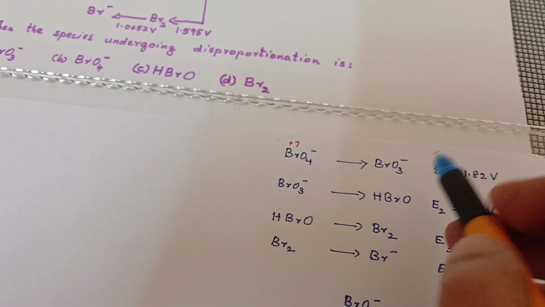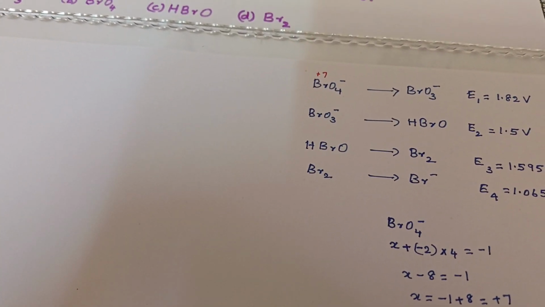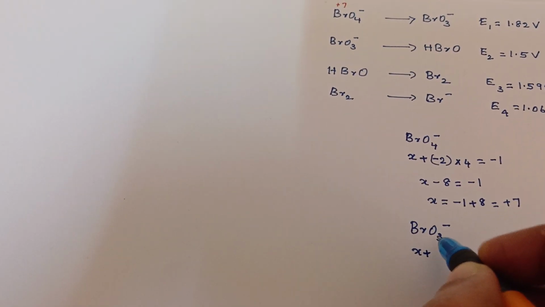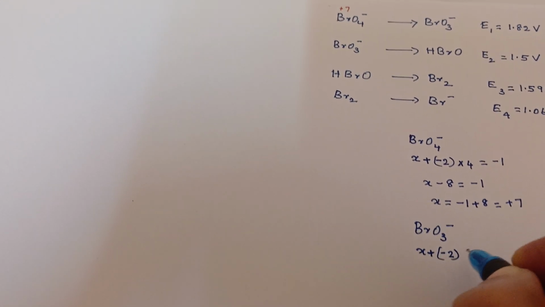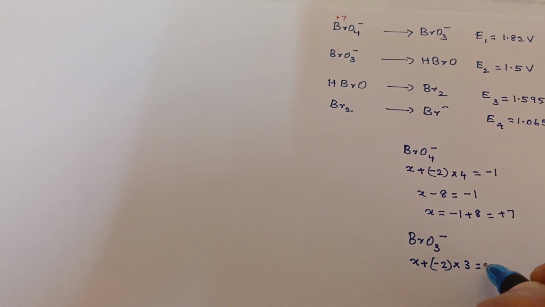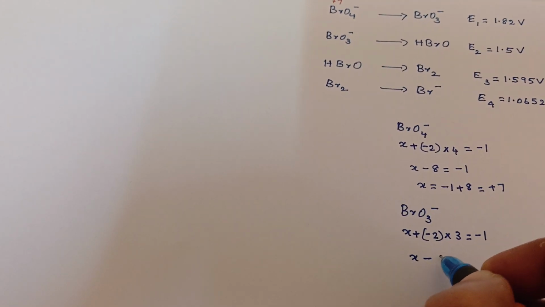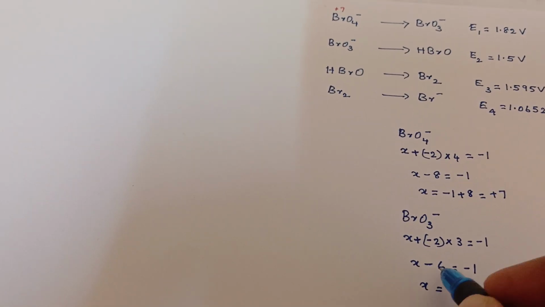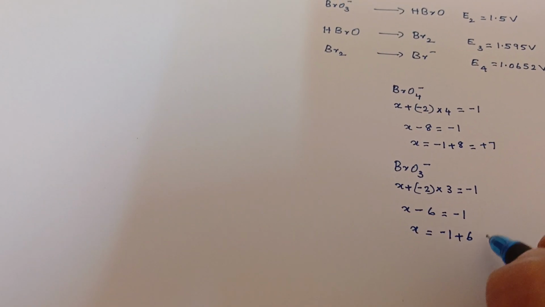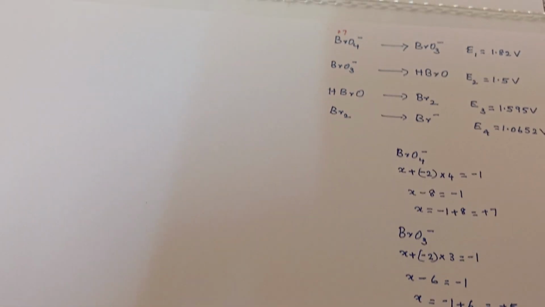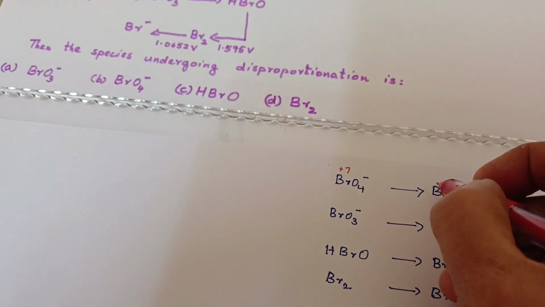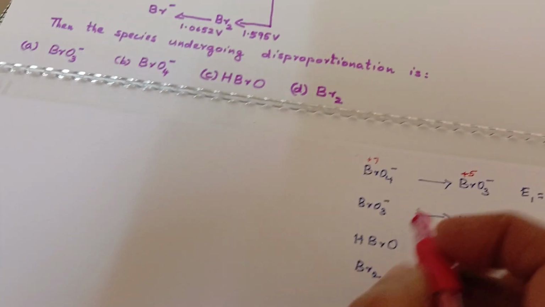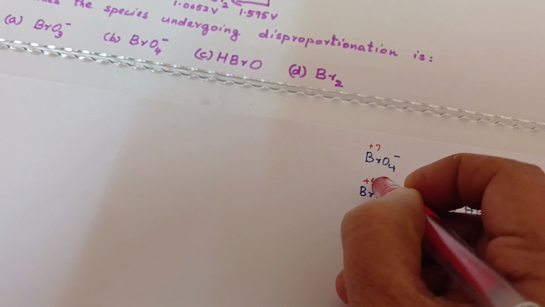Next is BrO3 minus. Let X be the oxidation state of bromine. 3 oxygens are there. Minus 2 for 1 into 3 equal to minus 1 overall charge. So X minus 6 equals minus 1. X equals minus 1, this minus 6 will become plus 6 on the opposite side. So plus 5 is the oxidation state of bromine there. So here also BrO3 minus, it is plus 5.